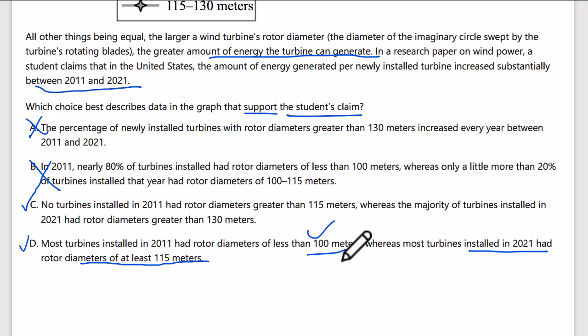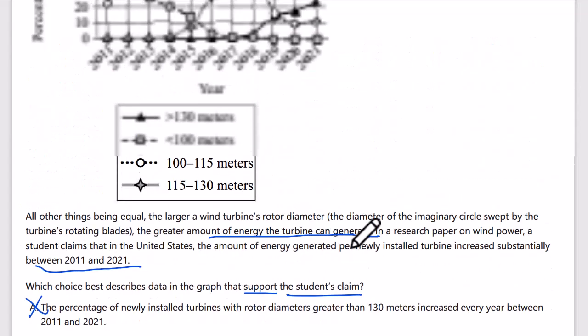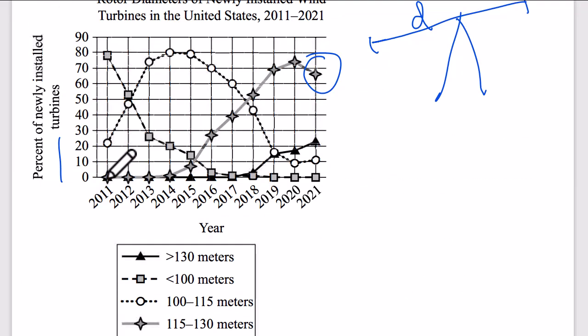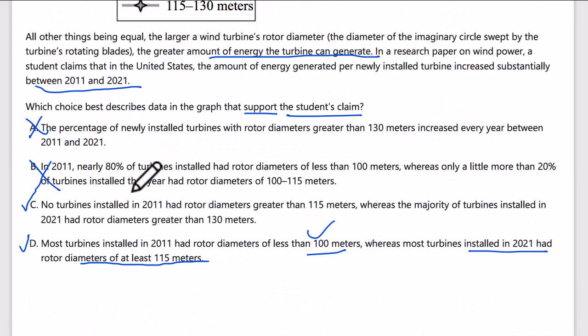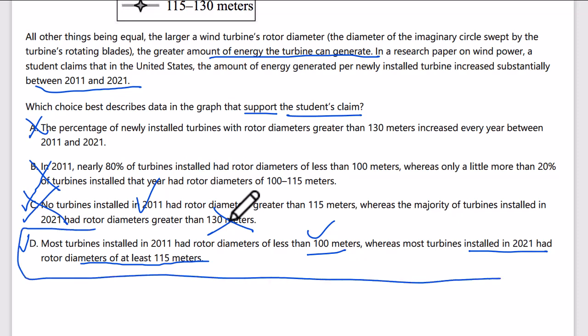Let's go back and check C again, see which one's better. C says no turbines in 2011 had rotor diameters greater than 115 meters. Greater than 115, yeah, it was 0. So that's true, that's accurate. And whereas the majority of turbines installed in 2021 had rotor diameters, no, that's not accurate. Greater than 130 meters, there's no greater than 130 meters. Okay, so just a slight inaccuracy in the graph. So D must be our answer. It's supporting the claim, bigger diameter, bigger energy, and it's accurate to the graph. D is the answer.